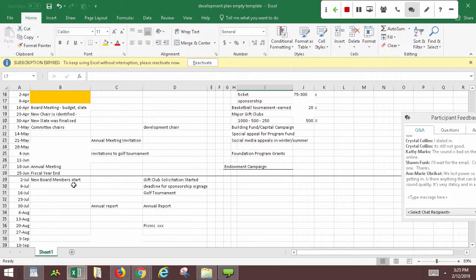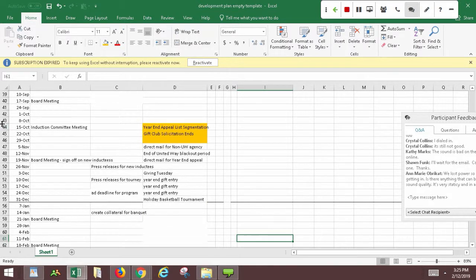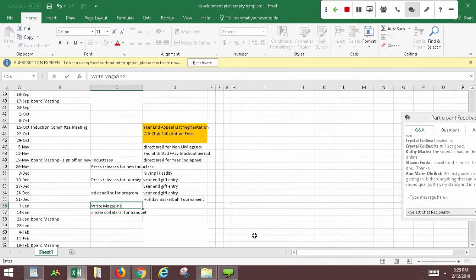So, for instance, I'm going to scroll down here. The board meeting in November was when new inductees were approved, and then right after that, announced with a press release. Then all this time that we're running a basketball tournament, we're also collecting the newspaper articles that are the local coverage of those inductees' stories.